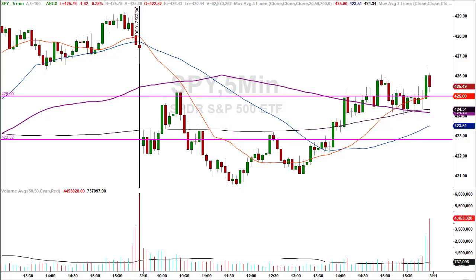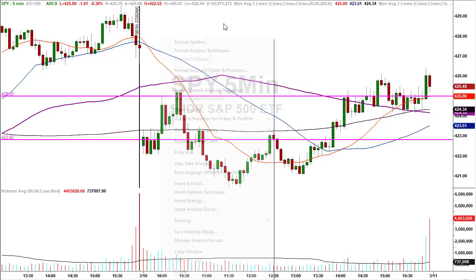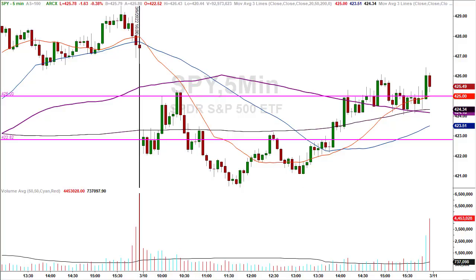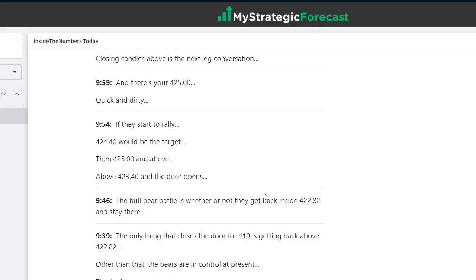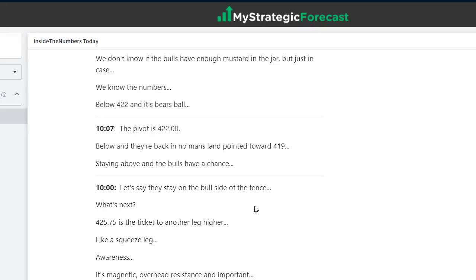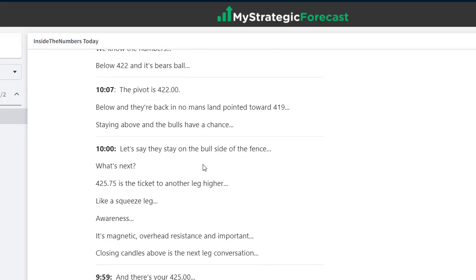That's the way it works, and that's why it pays to what? You got it. Know thy numbers. So what was the high in this candle? 425 even. What was the target? 425 even. How you doing? And we're moving along. 10 o'clock. Let's say they stay on the bull side of the fence. What's next?